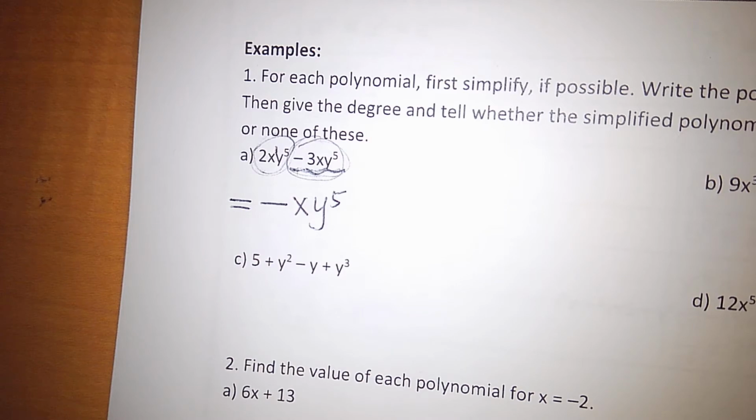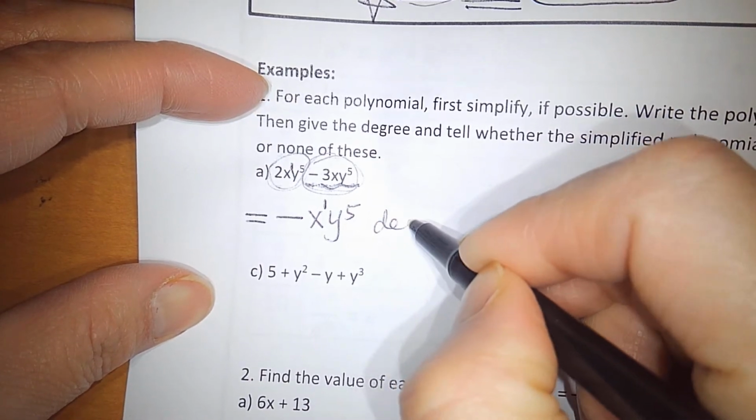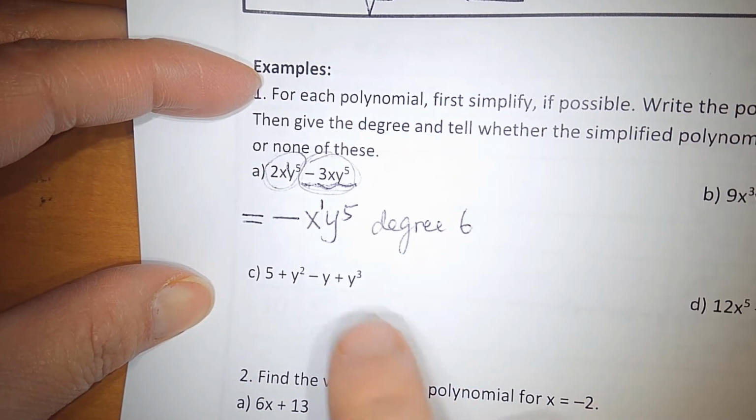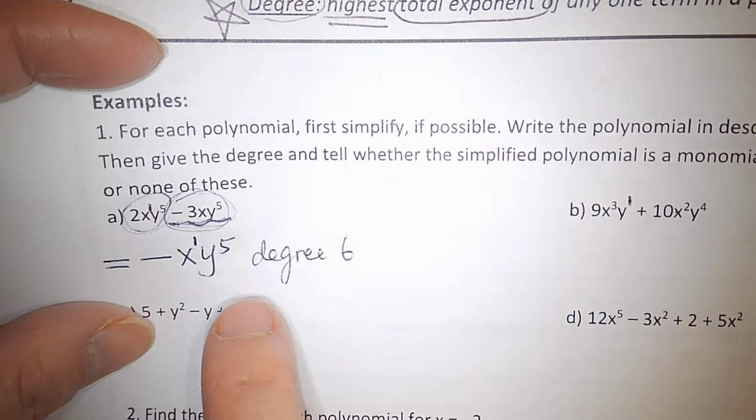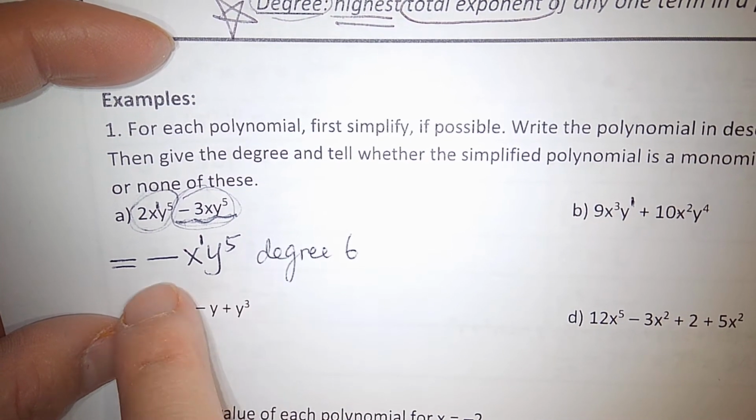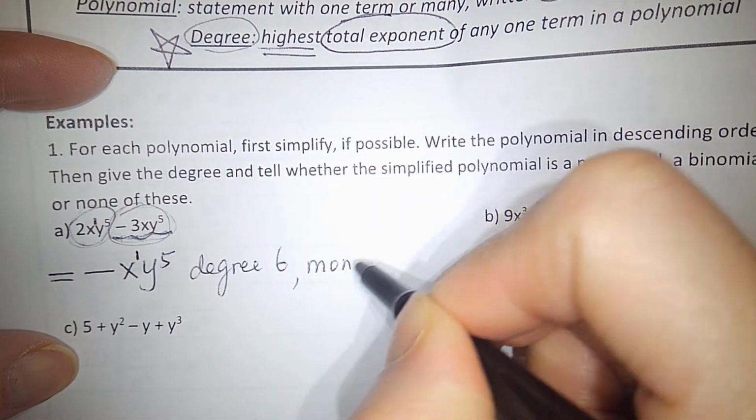What is the degree of this polynomial? 6. Is it a monomial or binomial or trinomial? Monomial, because eventually it only has one term. So this is a monomial.